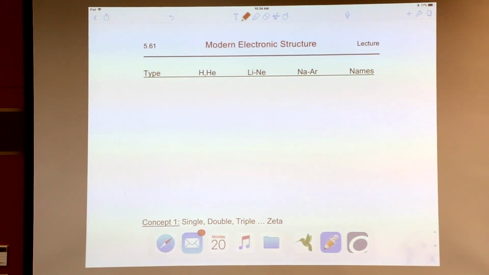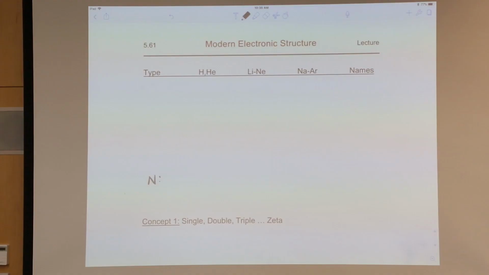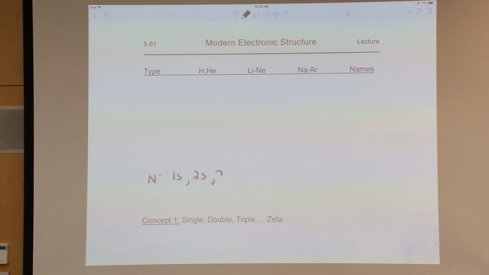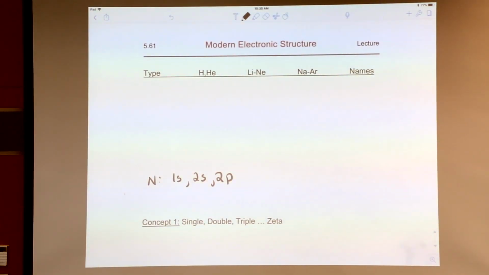So first of all, I'll just introduce the shorthand. For nitrogen, and for the basis set we've talked about so far, the minimal basis set, the smallest basis set I can come up with for nitrogen would need to have the 1s function, the 2s function, and the 2p function. I need at least those functions just to have places to put all of my nitrogen electrons.